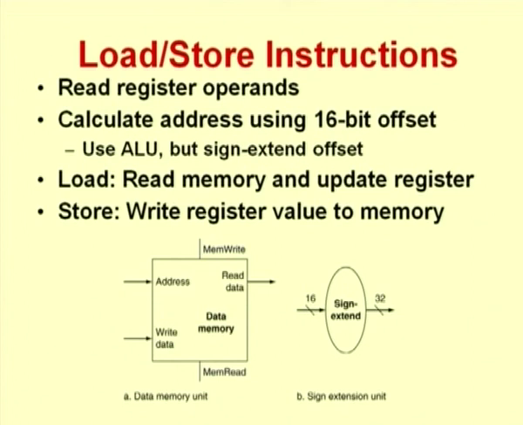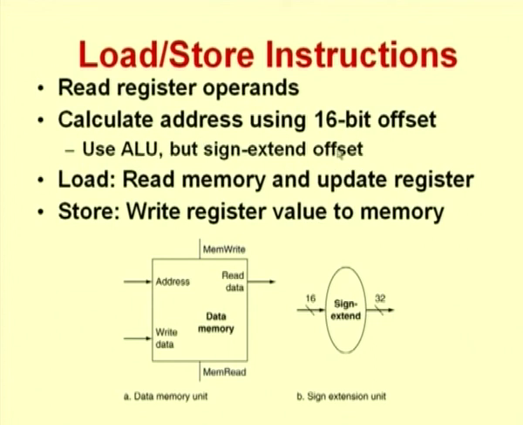So, a 32-bit value is available and I have a 16-bit offset here. How do I add the 16-bit number to the 32-bit number? I will do what is called sign extension. Once I do sign extension, that is, convert my 16-bit number into a 32-bit number, then I can use the same ALU itself for doing the addition.